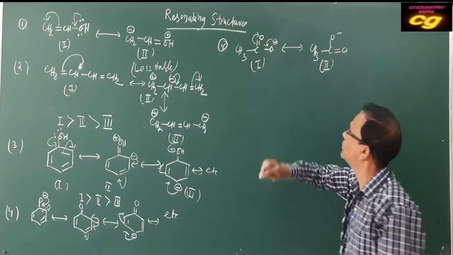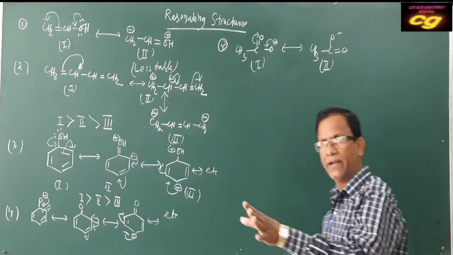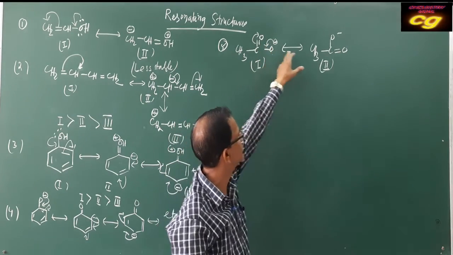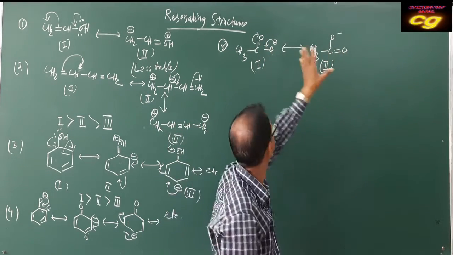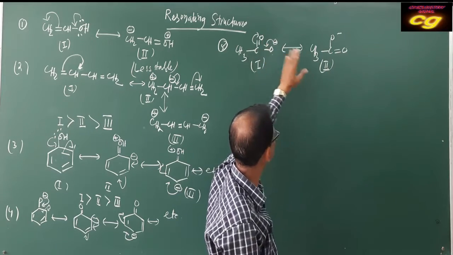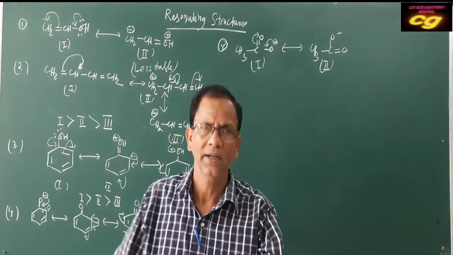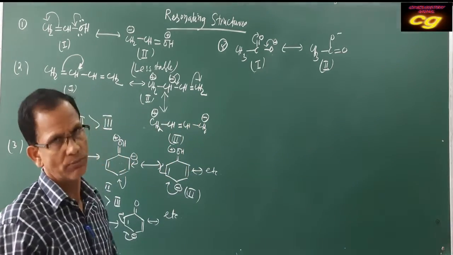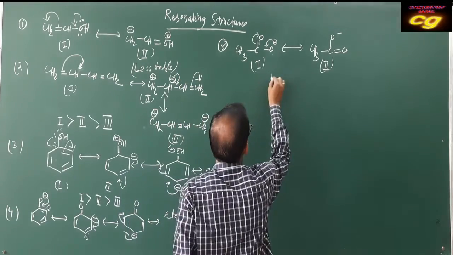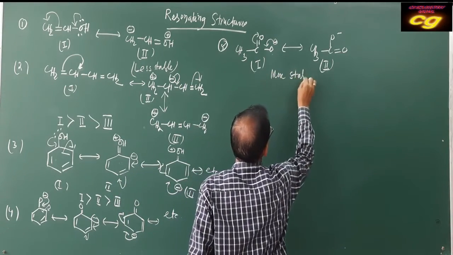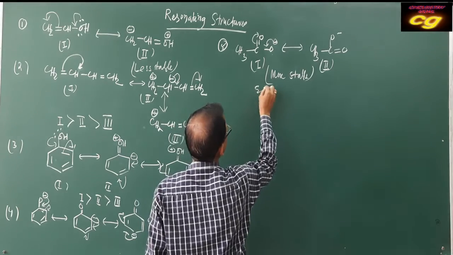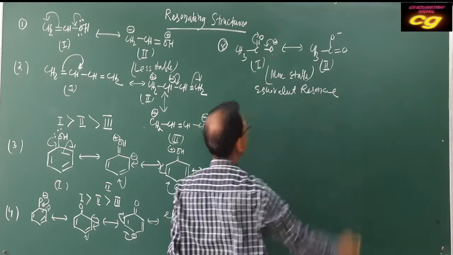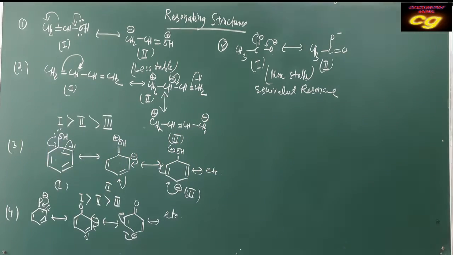Here structure 1 and 2 are equivalent and equally stable. Just you see, carbon double bond O, single bond O minus. Here also single bond O minus, means equally. This CO minus, CO minus structure is equivalent. That's why one structure, second structure, both are equally stable, and it is the most stable structure due to equivalent resonance. If a molecule has equivalent resonance, it is more stable.